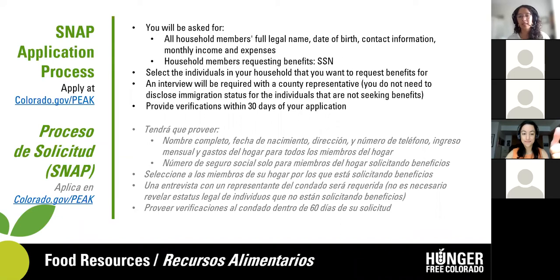After sending an application, there will be an interview required with a county representative. Most of the counties will send a notice of when this interview will happen. You will be asked similar questions in the interview to those in the SNAP form that you already filled in. You don't have to reveal your immigrant status. If they ask you, you can say, I'm not applying for benefits for myself, but only for my children.